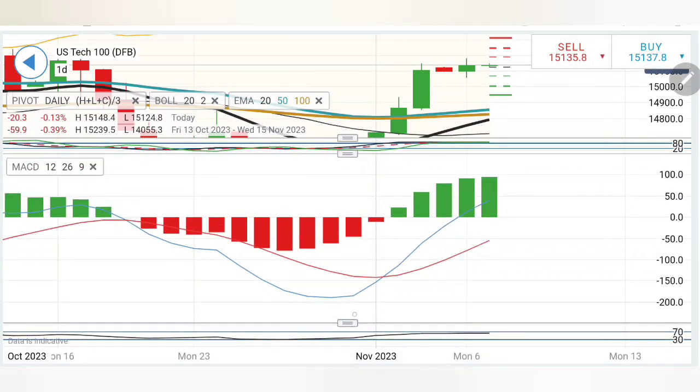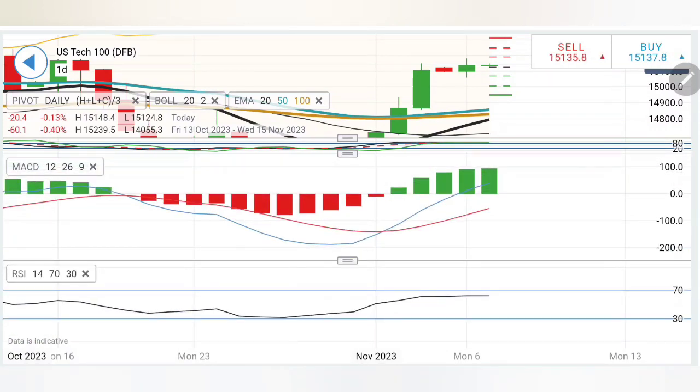Stochastic extremely overbought, MACD divergent and bullish, RSI flat. So sell at 15100, buy at 15160. On the upside, be careful around the 15200 and 250 zone. This is the resistance zone; as long as it is respected, a reversal might be seen.